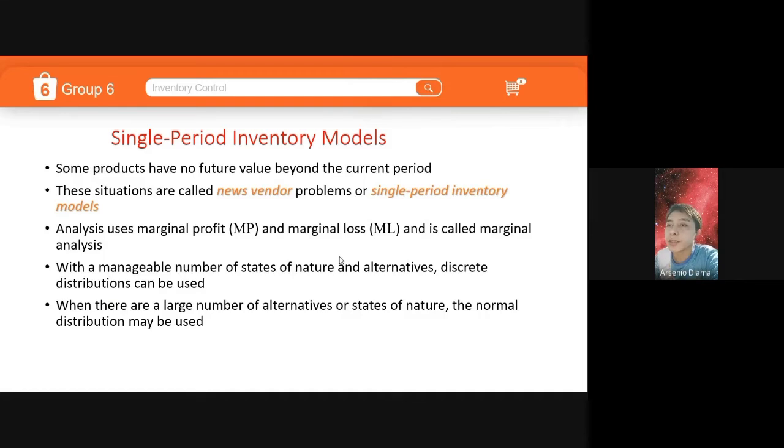Single period inventory model is designed for some products that have no future value beyond the current period. These situations are called newsvendor problems or single period inventory models. Analysis uses marginal profit (MP) and marginal loss (ML) and is called marginal analysis. With a manageable number of states of nature and alternatives, discrete distributions can be used. When there are a large number of alternatives or states of nature, the normal distribution may be used.